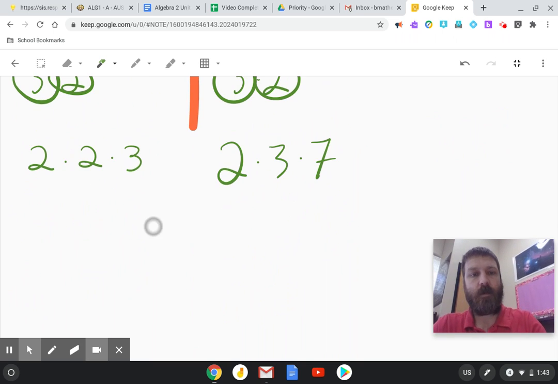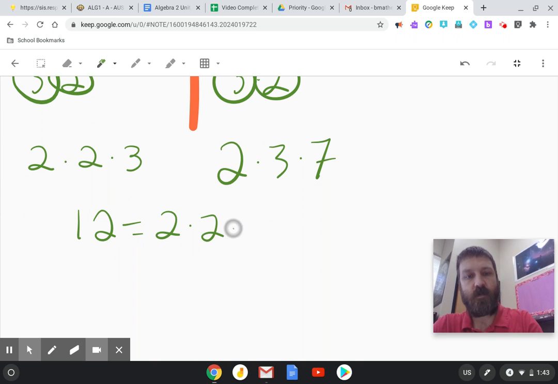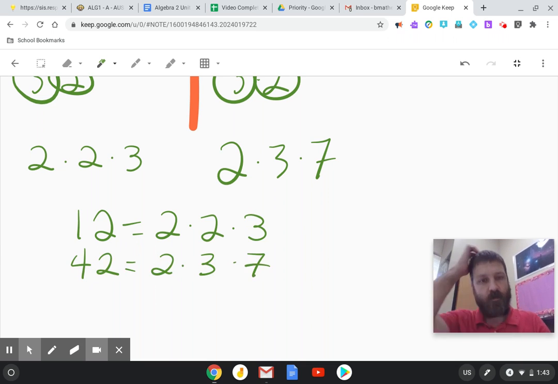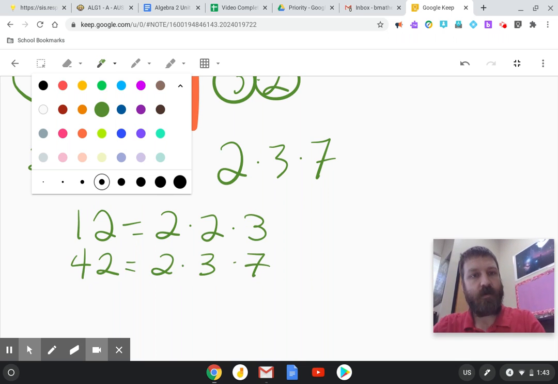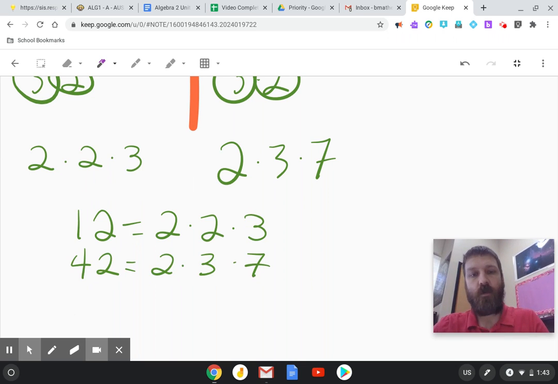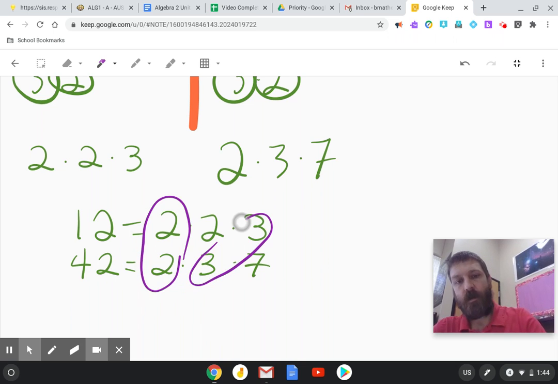So I'm actually going to rewrite this one more time. So again, 12 is 2 times 2 times 3, and 42 is 2 times 3 times 7. So when we want to find the greatest common factor, we are looking for the thing that I can get out of the factors of those numbers that's the most. So I need to start with what they have in common. I'm going to notice that there is a 2 in each, and there is a 3 in each.